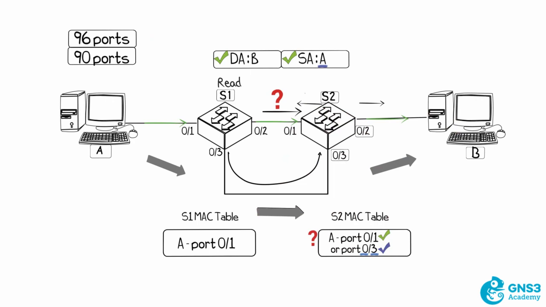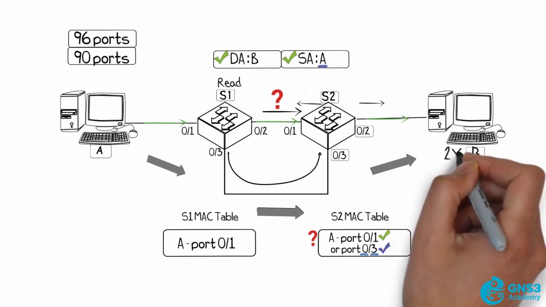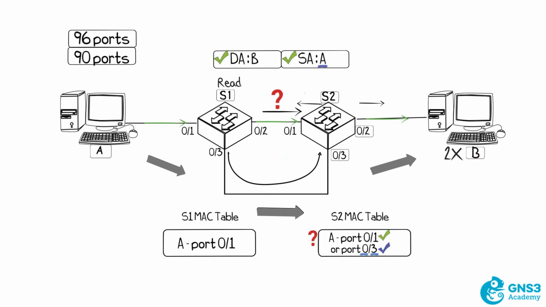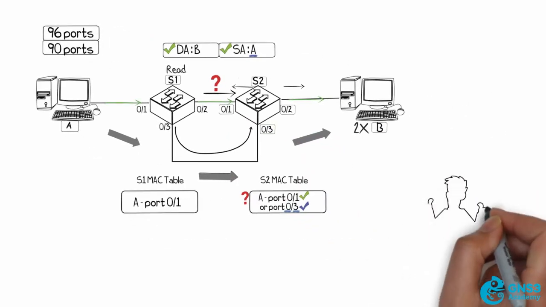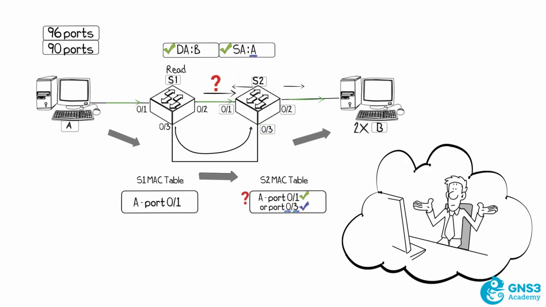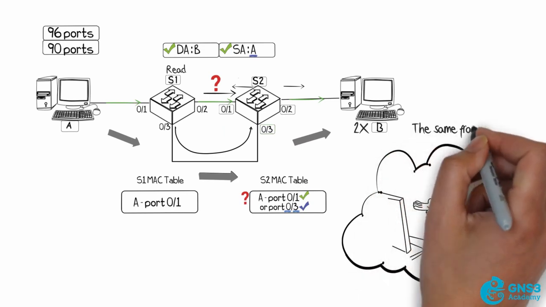So host B has now received the frame twice. Once from the original frame that arrived on port 1, sent to host B, and secondly for the frame that arrived on port 3. So this can get confusing for end devices because they're receiving the same frame multiple times.